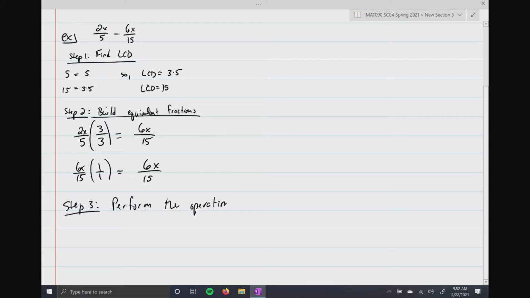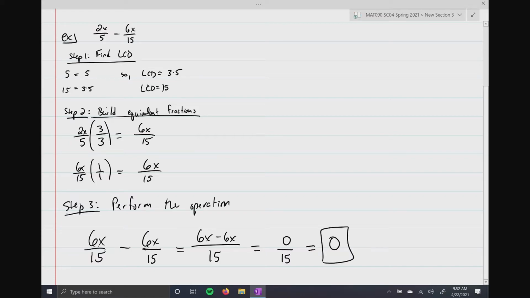So I have 6x over 15, that's the first equivalent fraction, minus 6x over 15, which is my second equivalent fraction. I write one denominator and all the numerators up top. 6x minus 6x is 0 over 15. So this equals 0. Okay? Does that make sense, everyone? Yes or no?